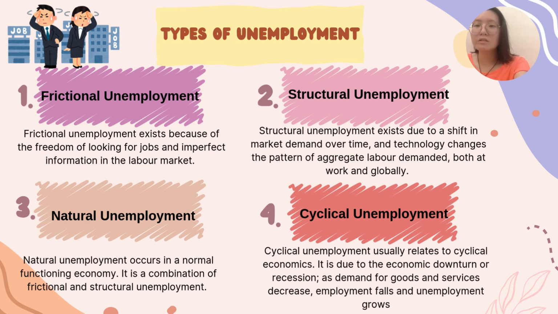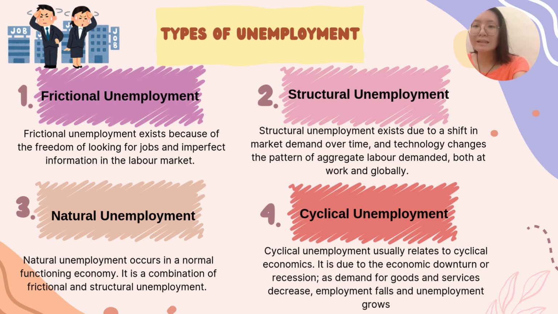The third is natural unemployment. Natural unemployment occurs in a normally functioning economy. It is a combination of frictional and structural unemployment. The rate is around 4 to 6%. This type of unemployment occurs when there is full employment in the economy.